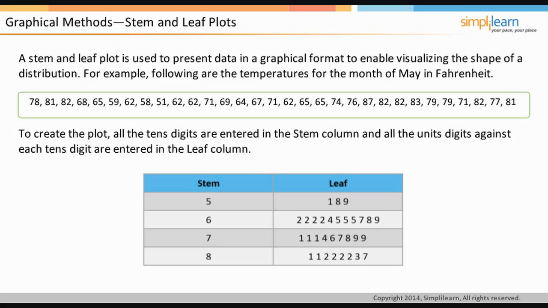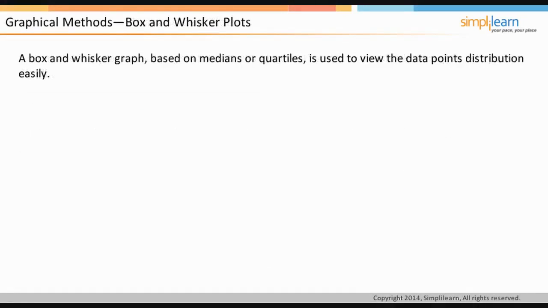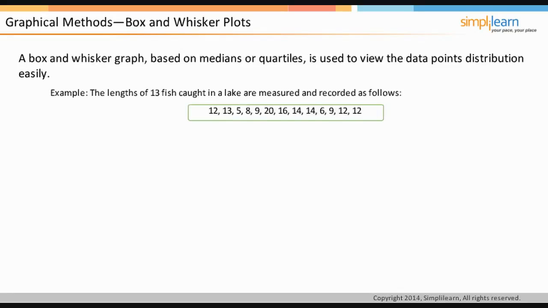Let us understand another graphical method in the next screen: box and whisker plots. A box and whisker graph based on medians or quartiles is used to display a data set in a way that allows viewing the distribution of the data points easily. Consider the following example. The lengths of 13 fish caught in a lake were measured and recorded. The data set is given on the screen.